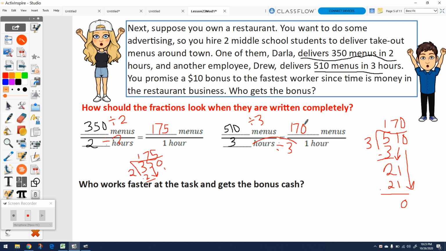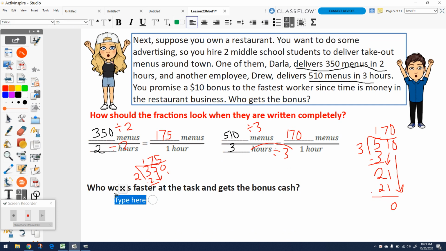Oh, wow, look at that. Who's going to get the bonus? Yeah, Darla. Darla's going to get it. She must be really quick, right? Darla gets the $10. Yay, Darla. Perfect. Good job.